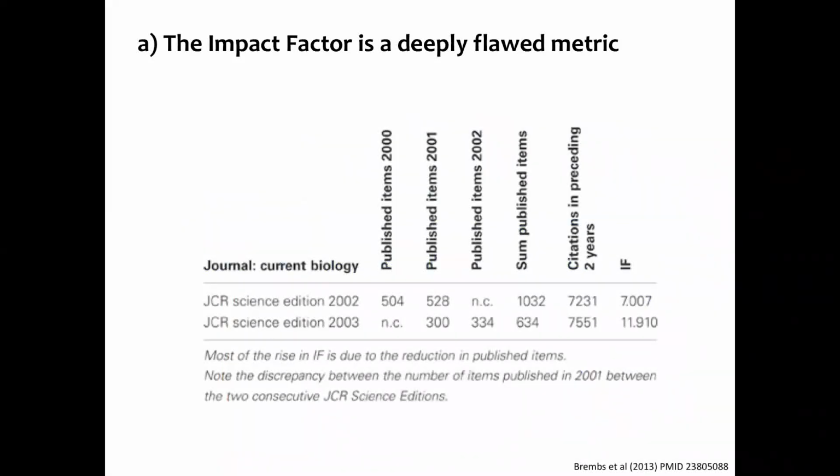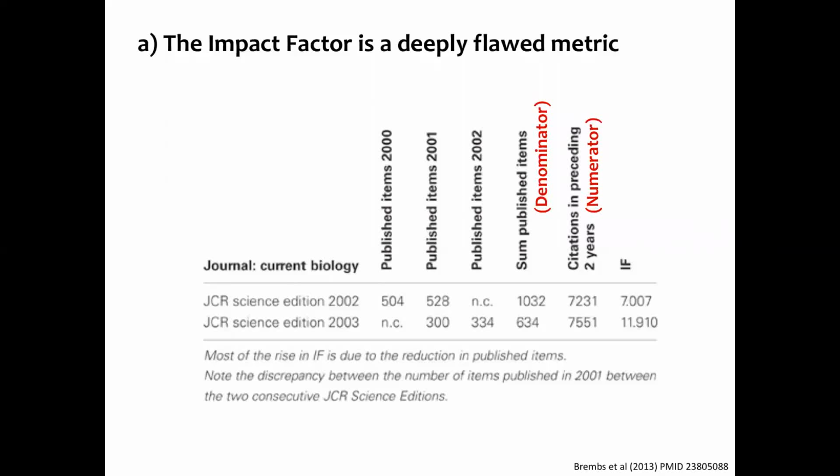So this is for the journal Current Biology. And what you're seeing here is the total number of items published in Current Biology 2000, 2001, and then the impact factor in the year 2002, 7.07. Then the same journal, the number of published items in 2001, 2002, the impact factor over here. So that's the denominator over the numerator.